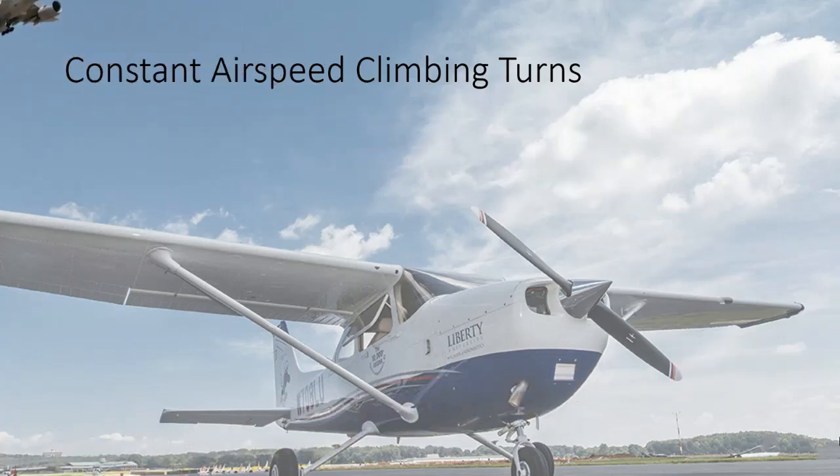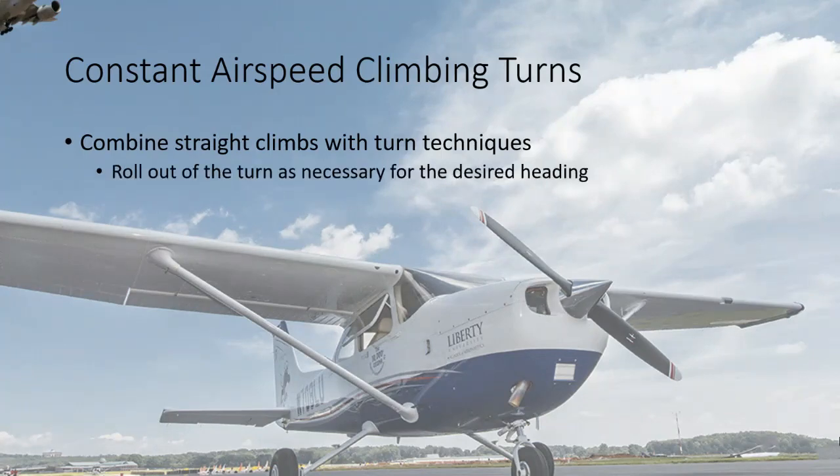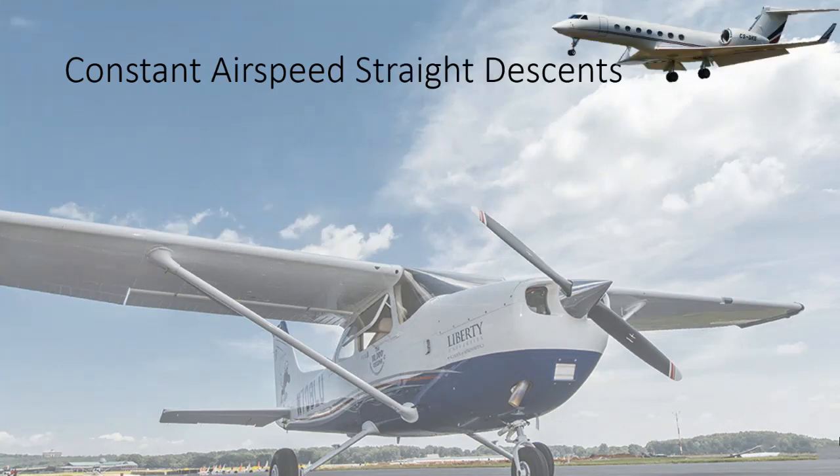All right, now we've got the American 777 doing our constant airspeed climbing turn. And we will combine basically the straight climbs with the turn techniques that we've learned from previous presentations. Roll out of the turn as necessary for the desired heading, and then the rate of cross-check and interpretation must increase to enable bank and pitch control. So you're not only looking for your standard rate turn, but you're also looking for your airspeed as well. So you're looking at more things instead of just one thing.